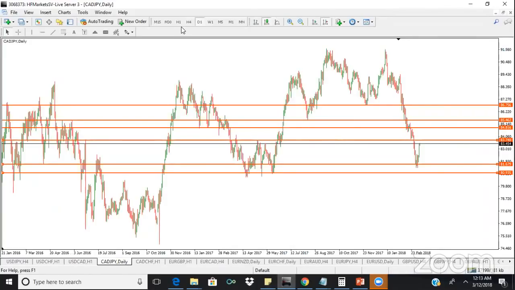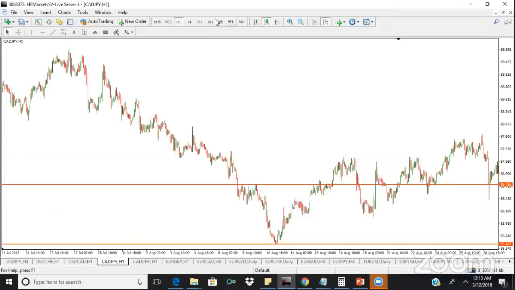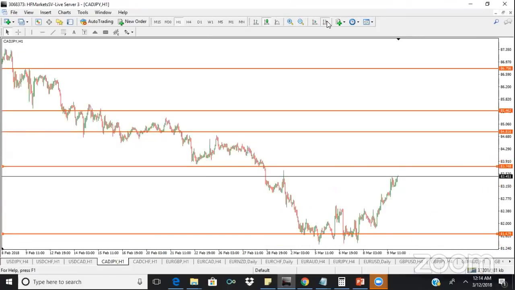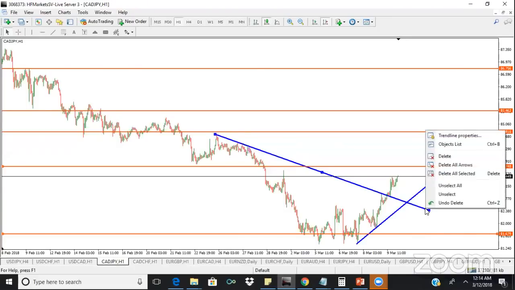I've not drawn my support and resistance. This is what I have. So this is what I want to trade now because this has been broken. You can see, since that one has been broken to the top, I'm expecting an uptrend.